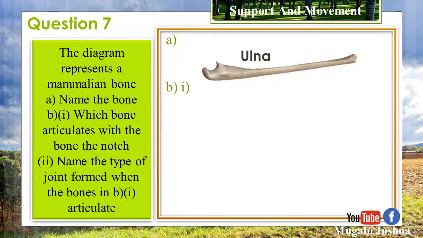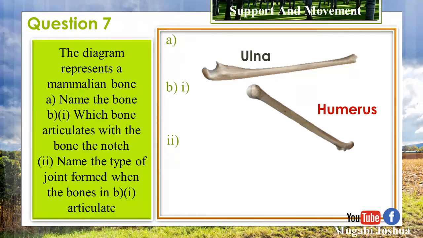And then part B, part 1, says which bone articulates with the bone at the notch? When you look at that notch there, the bone which articulates with it should be the humerus. The humerus is the one which articulates with the ulna at that notch.